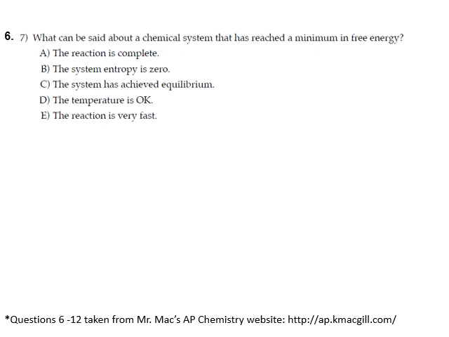So, all right, anyway, look at these answer choices for just a few seconds. And which one would you pick? And hopefully you picked C. So what can be said about a chemical system that has reached a minimum in free energy? And that answer is the system has achieved equilibrium. So these other answer choices are basically just distractors. Next slide.